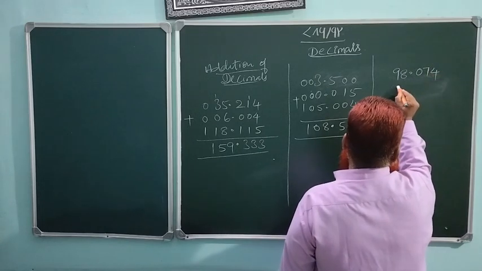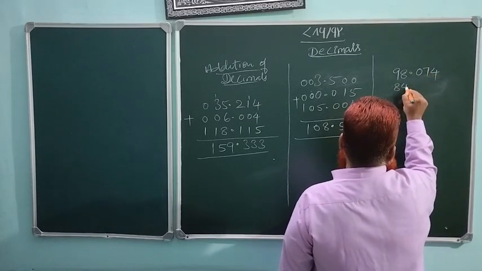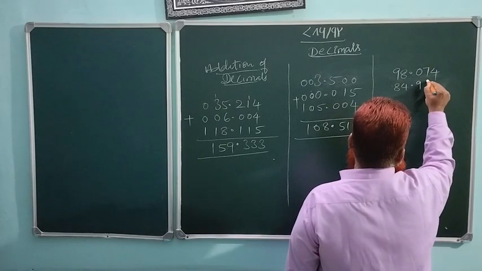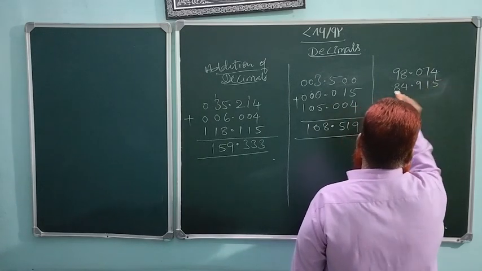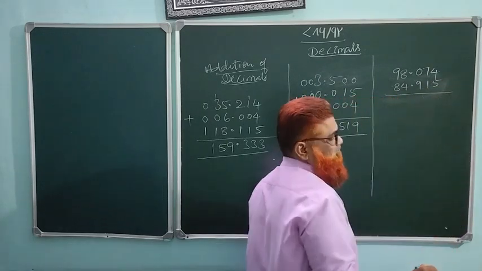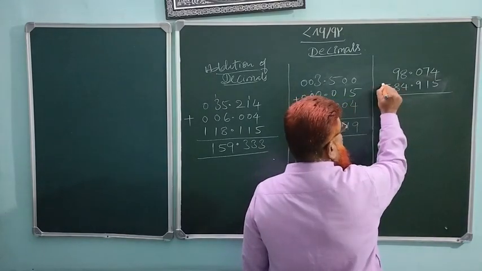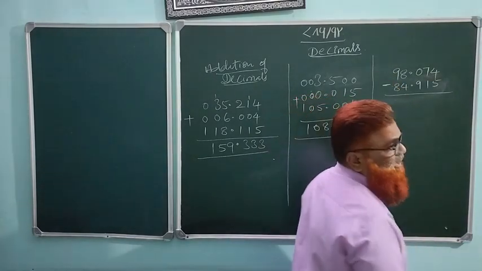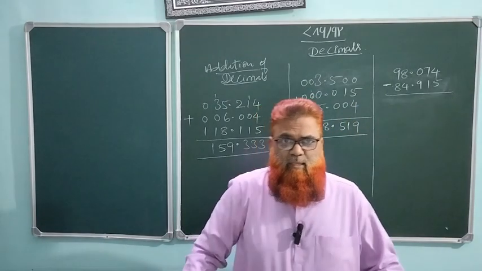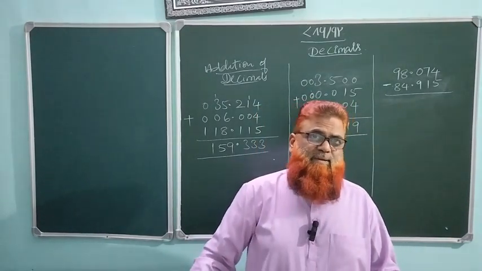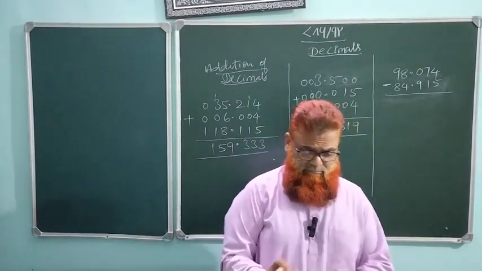98.074 and 84.915. Right. What is the operation to be followed? It is a subtraction. Don't forget. It's a subtraction. How can the subtraction be carried out?